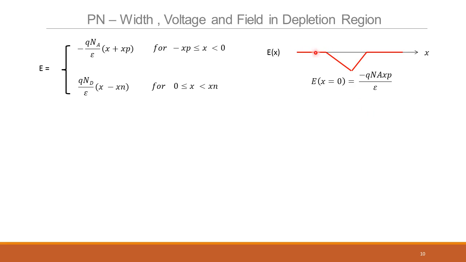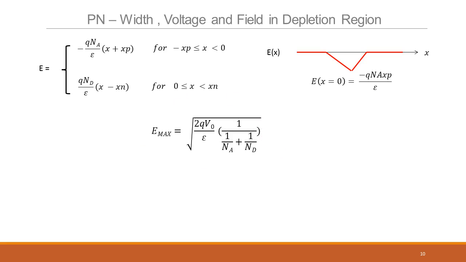And we know the shape of the E was like this. We know that at the junction, the electric field is the maximum, and this is the value here. So E at X equal to 0 is nothing but E max, and that is this. So we'll just substitute for XP, and we'll get E max as this.